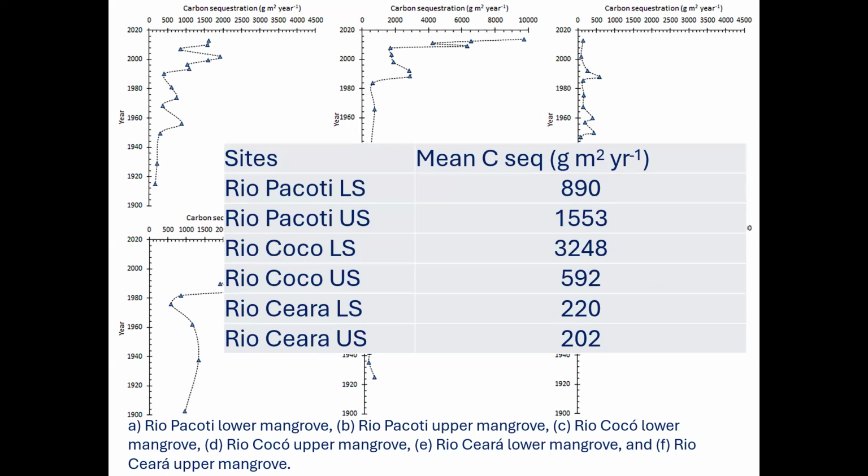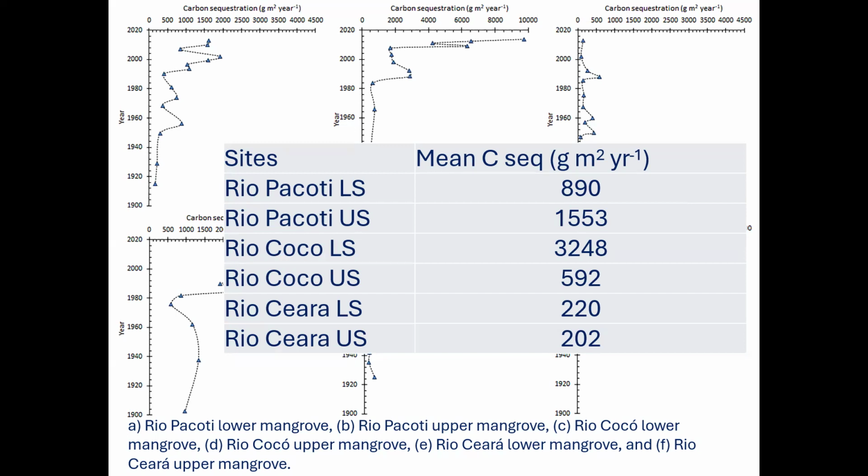Just to put it into a little bit of context, let's look at how much that was as a mean over the whole time period. Heel Pacochi is between 890 and 1,553 grams per meter squared per year. Heel Cocoa has about 3,248 in the lower mangrove, and then down to about 592 in the upper mangrove. And Heel Sierra sits around the 200 to 220 mark.